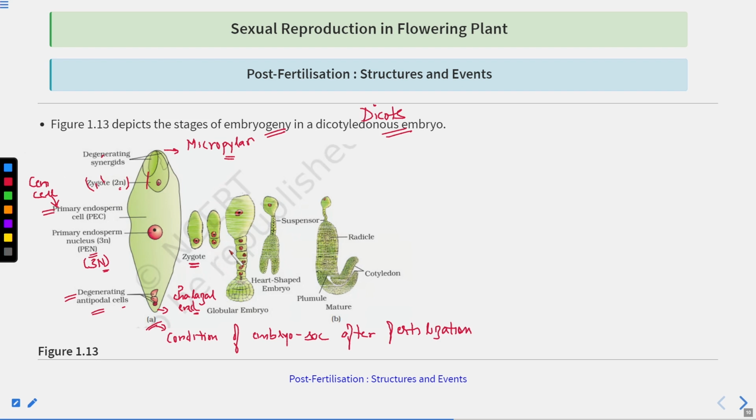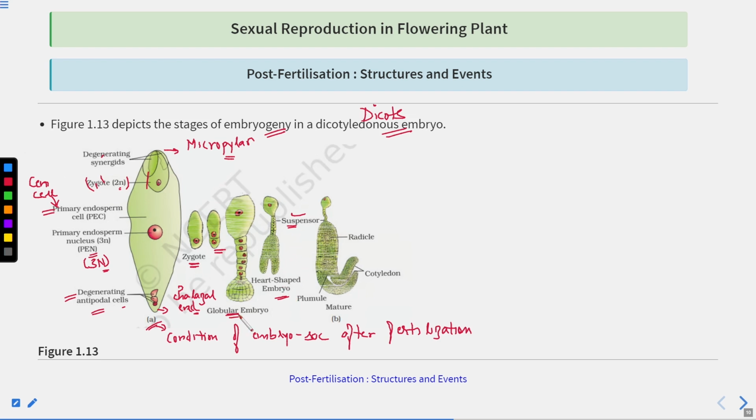After this, you can see here the zygote. Zygote is formed and zygote divides to form this proembryo. Clear? And then you can see proembryo will give rise to the globular embryo. Here you can see the suspensor. The suspensor cell aids in the nutrition, and it helps in the anchorage of the embryo to the tissues. Clear? So this is the heart-shaped embryo. Okay, you can see it is in the shape of the heart. That's why it is given the name heart-shaped embryo.